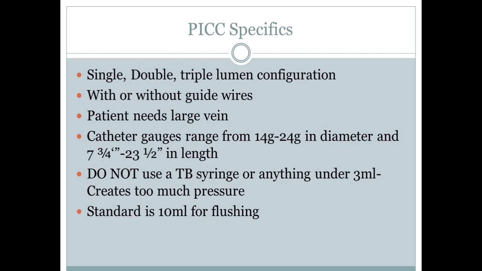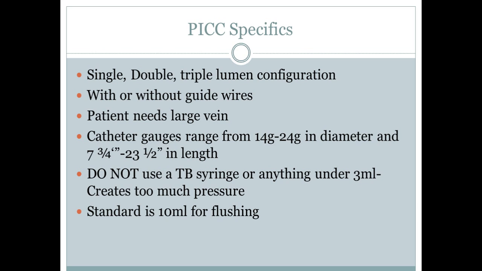The gauge of the catheters for PICCs range anywhere from 14 to 24 gauges in diameter, and the tubing length, or the actual catheter length, I should say, the sheath can go anywhere from 7 3/4 inches to 23.5 inches in length. Obviously, it's just going to depend on where they're inserting it. So you don't want that tip to go past that superior vena cava. That could cause arrhythmias and other cardiac issues for that patient.